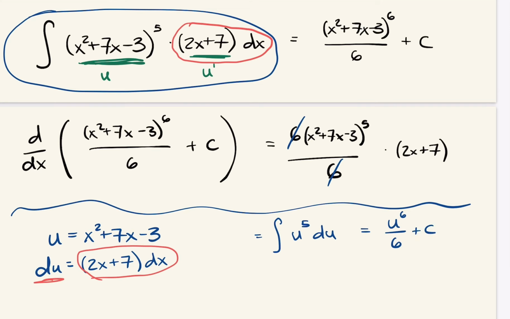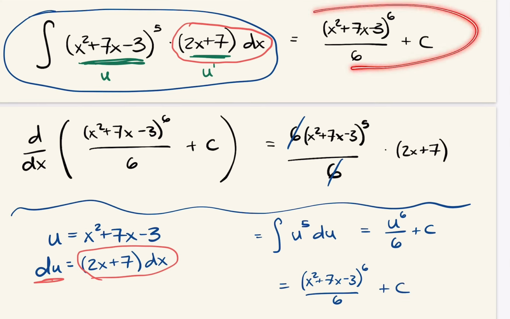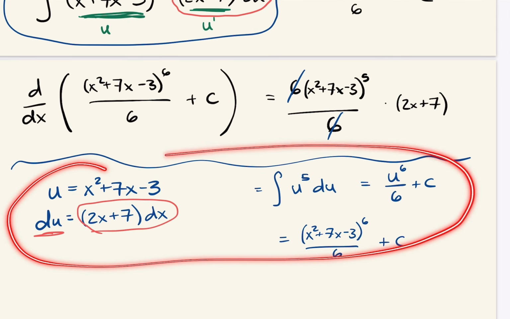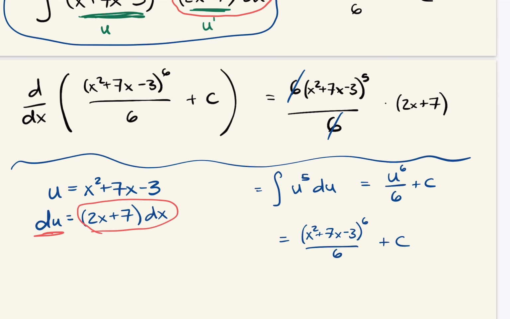And what I want to do at the end is plug x back in, because I don't know what u is. u depends on what we're plugging in. So I want to replace it and get back to x. So now I have x squared plus 7x minus 3 to the 6th over 6 plus c. And we see that that's the same answer that I was guessing at up here, just by noticing that this is u and this is u prime. So what I've walked you through here is the process you would go about doing this for any old integral.